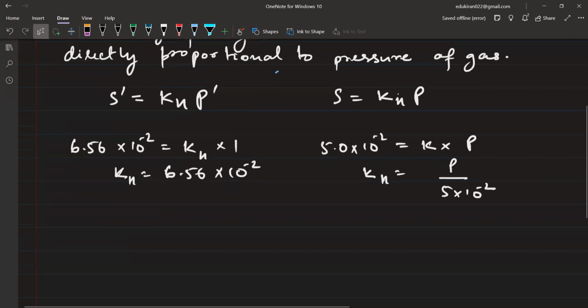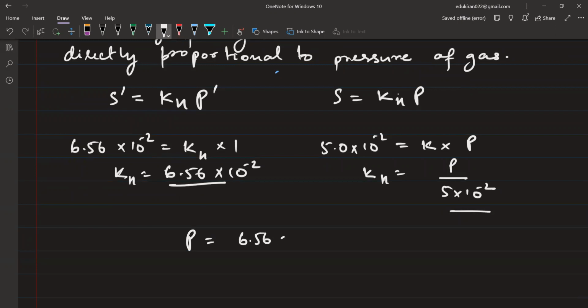Okay? Now, you will equate this equation and this equation. So, what will the pressure become? Pressure will be equal to 6.56 into 10 to the power minus 2 into 10 to the power minus 2 into 5. Right? Calculate this. How much is it coming?